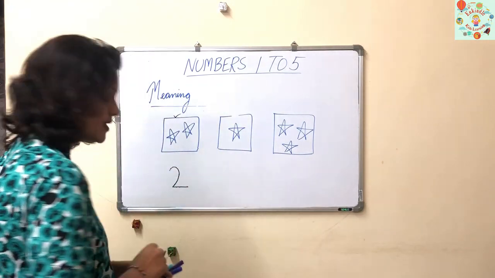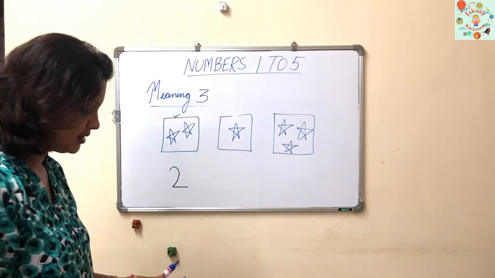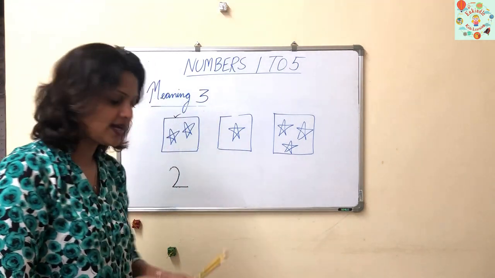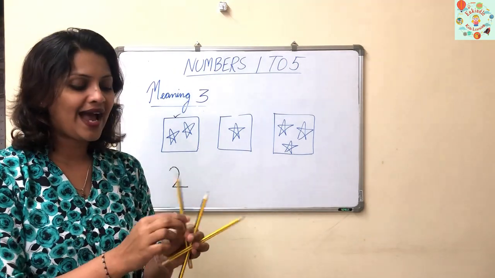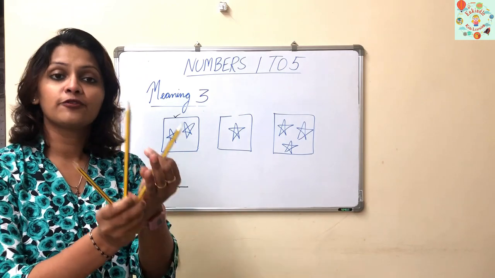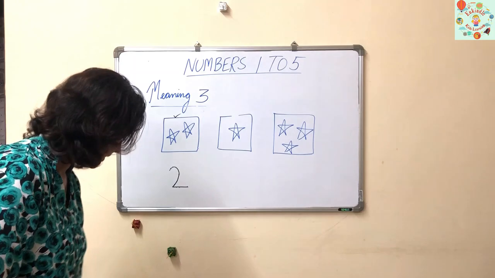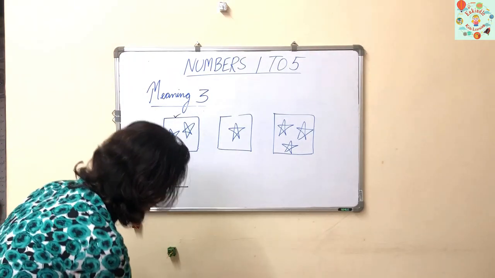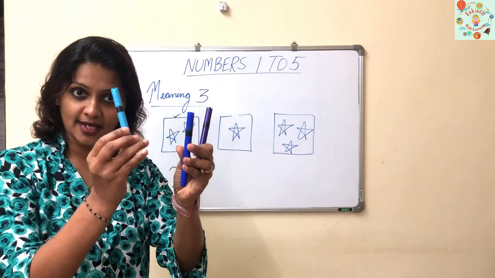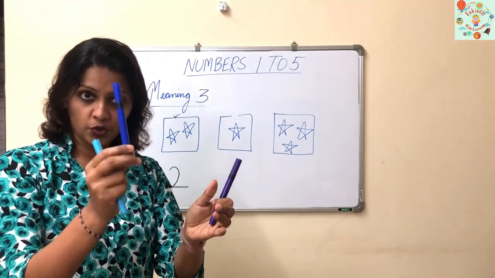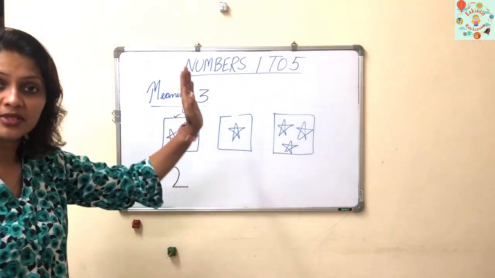For this, first introduce them to the meaning. Show them some objects. Here I have 3 pencils. 1, 2 and 3. So here I have 3 pencils. Similarly, I have 3 colors. 1, 2 and 3. That is three colors. This is the meaning of number three.